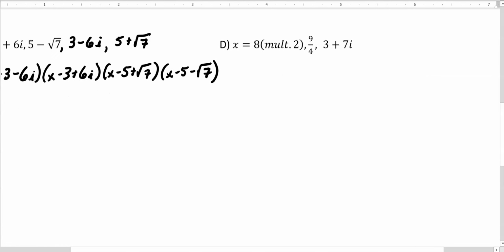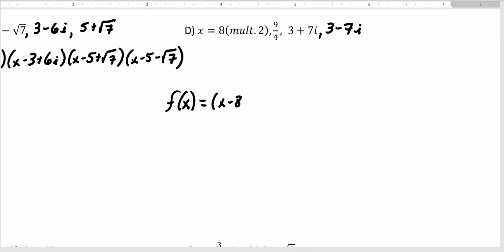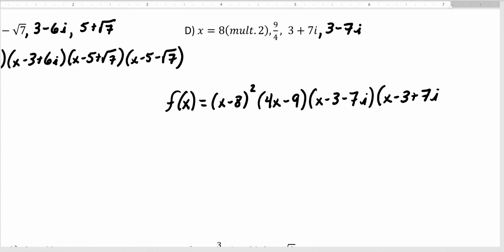So x equals 8 with a multiplicity of 2, 9/4, and 3 plus 7i. Well, if 3 plus 7i is a zero, then 3 minus 7i must also be a zero. So let's break this down here. So we have f of x equals 8 with multiplicity of 2. So that'd be x minus 8 squared. Remember, the exponent shows us that multiplicity. 9/4, so that'd be 4x minus 9. 3 plus 7i, so x minus 3 minus 7i. And then 3 minus 7i, so x minus 3 plus 7i.